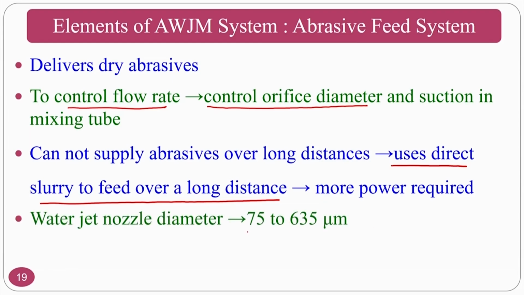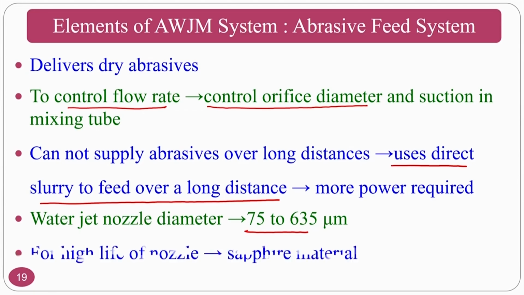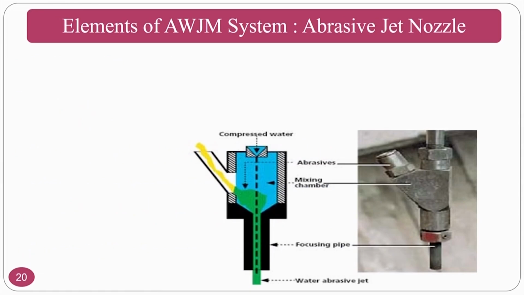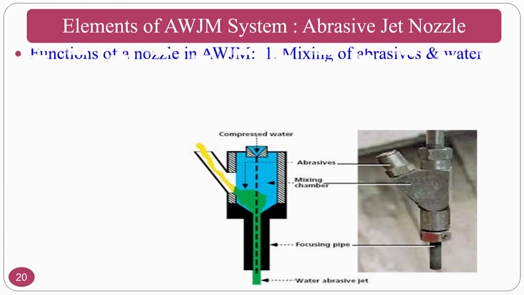The water jet nozzle, normally the diameter ranges from 75 to 635 microns, and for higher life of the nozzle, as I said, in abrasive jet machining also you have to go for sapphire as the nozzle material. So, this is the abrasive nozzle, or abrasive jet nozzle.